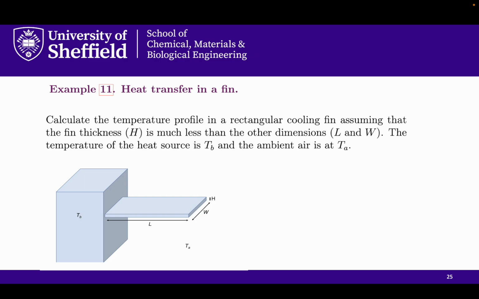From this heat source we have a fin used to cool it. The fin is rectangular with a very small dimension delta H, but a very long length and width. The fin radiates out into the air, which is isothermal at ambient temperature TA. And our job is to determine the temperature profile through this fin.